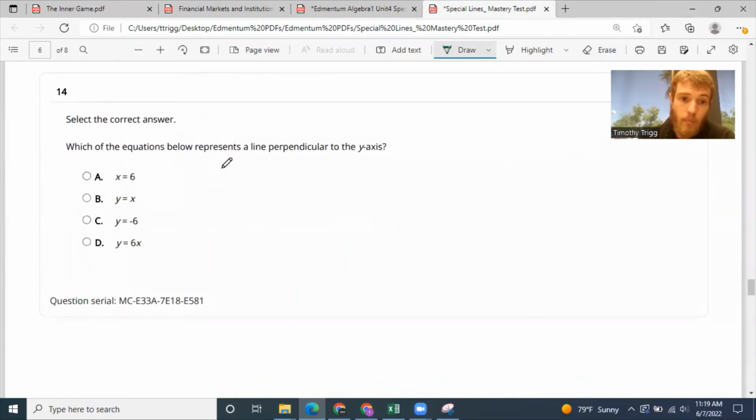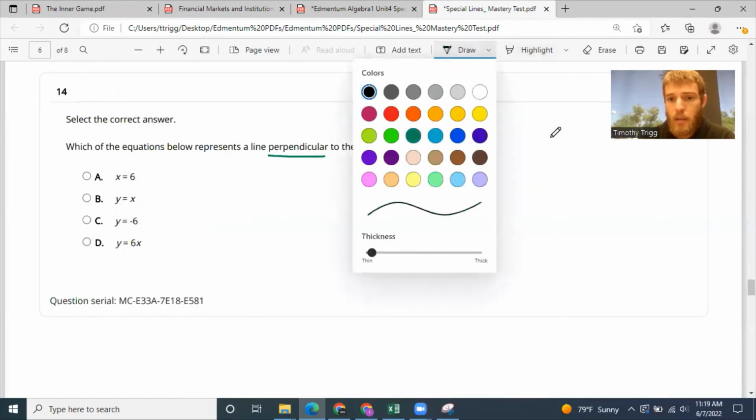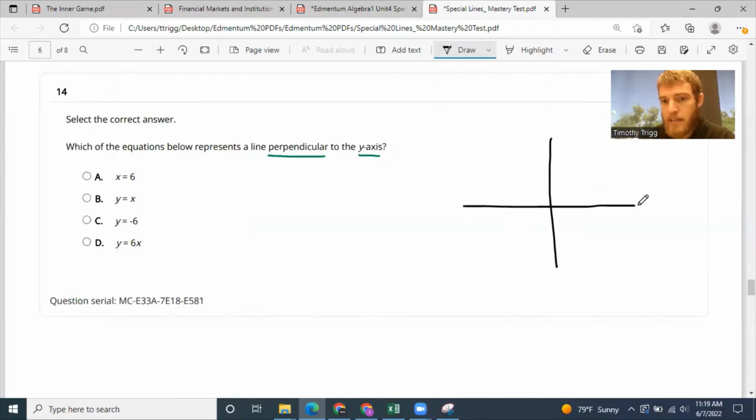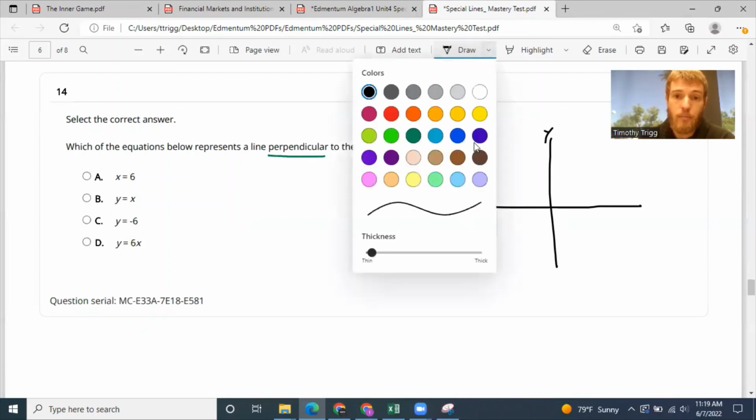Which of the equations below represents a line perpendicular to the y-axis? So the first thing I would do is remind myself, okay, this is the y-axis, and I want a line that's perpendicular to that. So if the y-axis is vertical, then any perpendicular line would have to be horizontal.